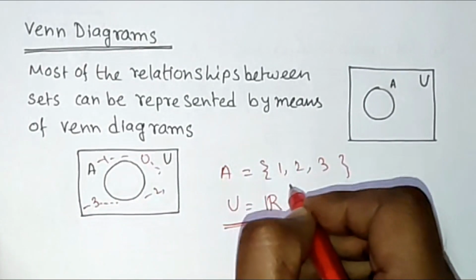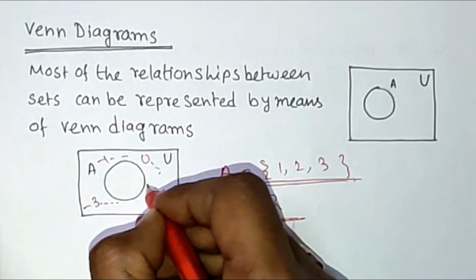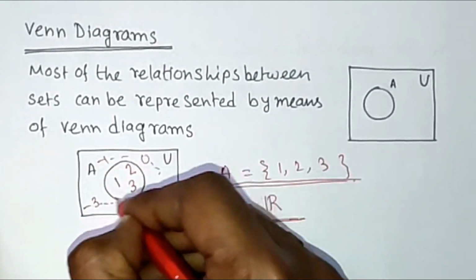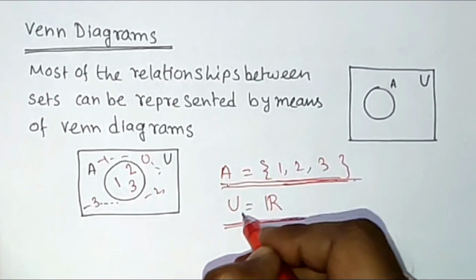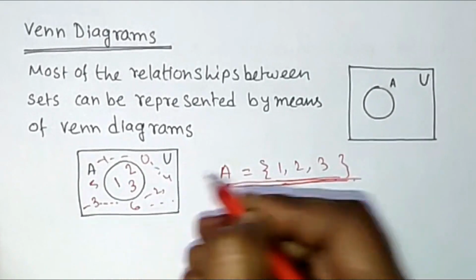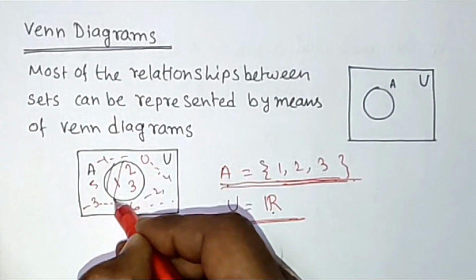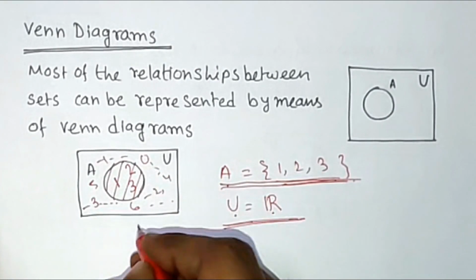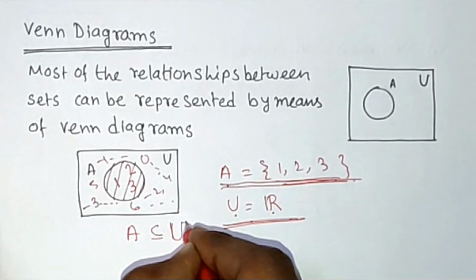Then 1, 2, 3, but 1, 2, 3 are also the elements of set A, and this is set A. So we have to write 1, 2, 3 in the circular region, because 1, 2, 3 are elements of A as well as U, that is R. Next 4, 5, 6 up to infinity. So look, all the elements of A are also elements of U, the set of real numbers. So we write A is a subset of the universal set.